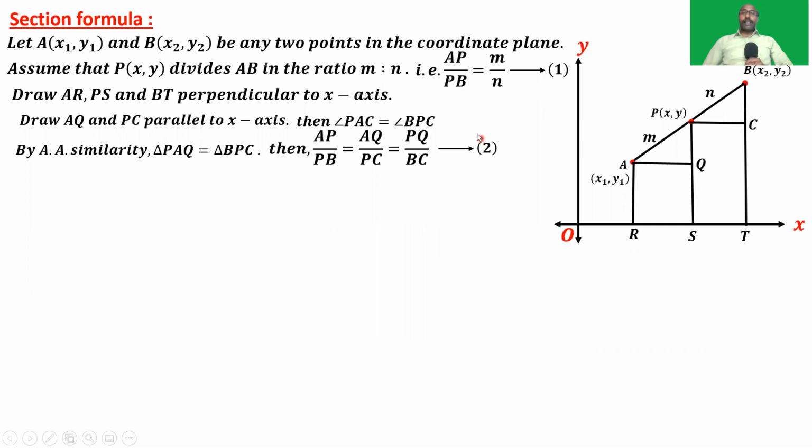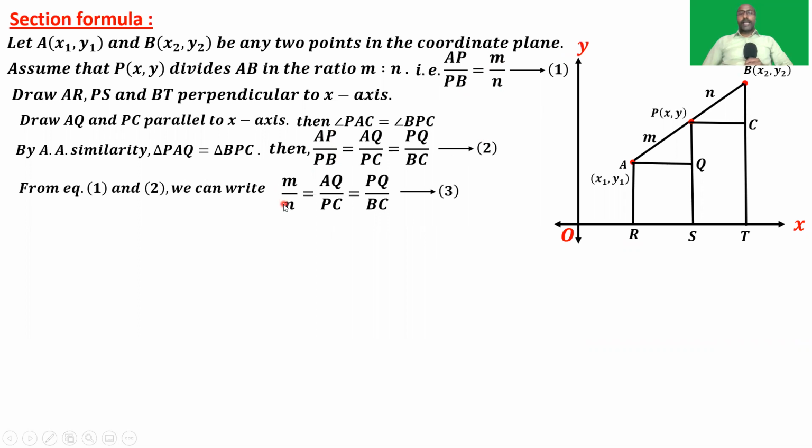From 1 and 2 we can write m by n, that is, substituting AP by PB is equal to m by n, we can write m by n is equal to AQ by PC, that is equal to PQ by BC. Write it as equation 3. Now find the values of AQ, PC, PQ, and BC from this figure. Take the first one, AQ.